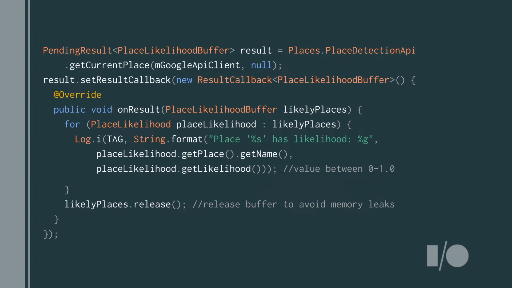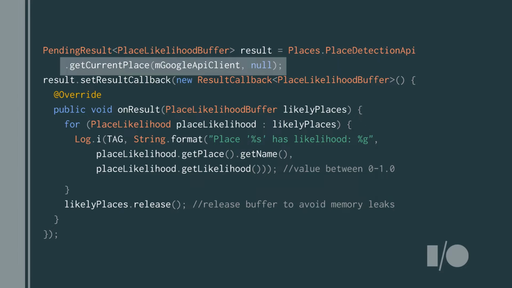And how does it work? Again, one line: you create a pending result, and this result will contain a place likelihood buffer. And so in the onResult callback, you receive this place likelihood buffer. It's a list of possible places.